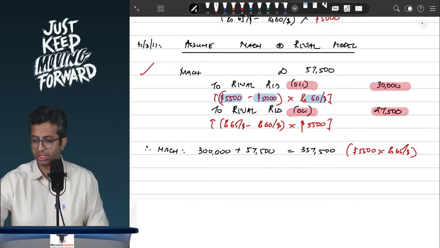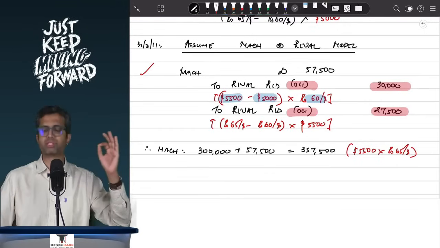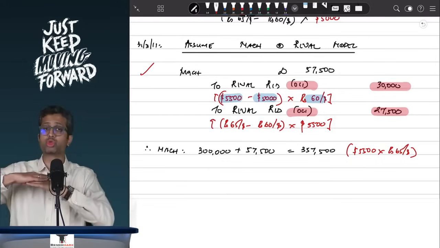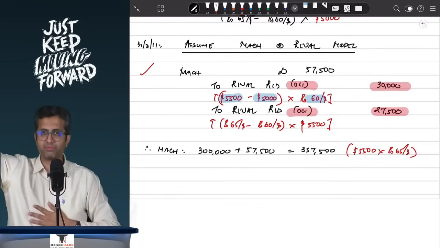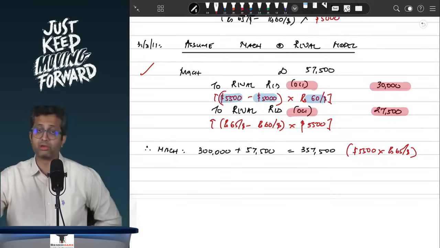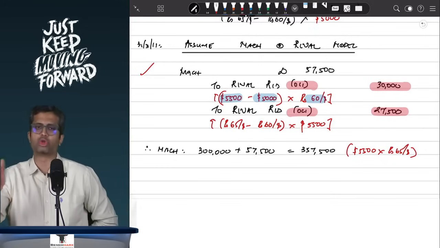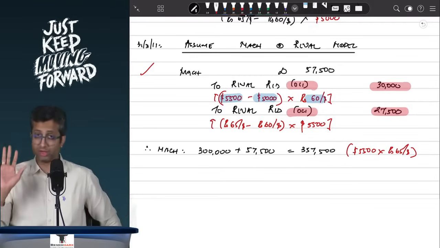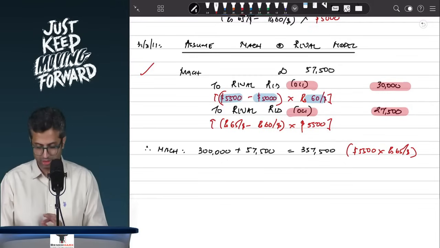So does that logically make sense? Well, if you take 5,500 on your calculator and multiply it by 65, you get exactly 357,500. That is, your machinery, which was earlier 3 lakh, will be taken up to 357,500, out of which 30,000 is pure revaluation gain. Another 27,500 is foreign exchange gain. However, because it is a non-monetary item, it will also be taken to the revaluation in the OCI.